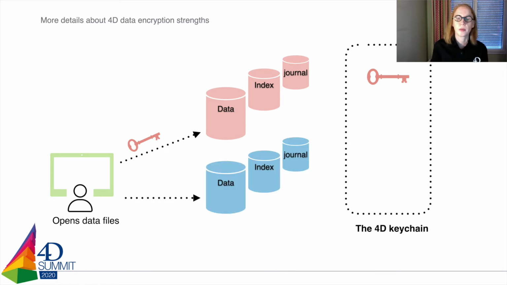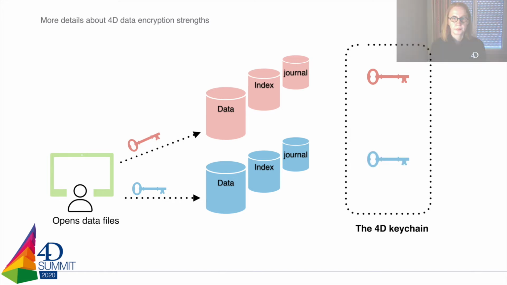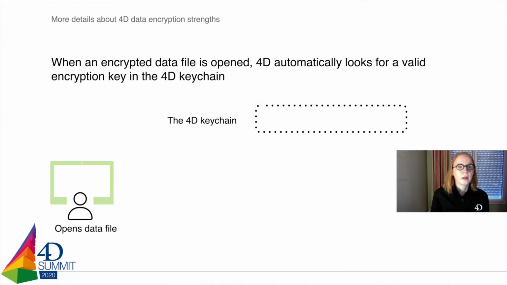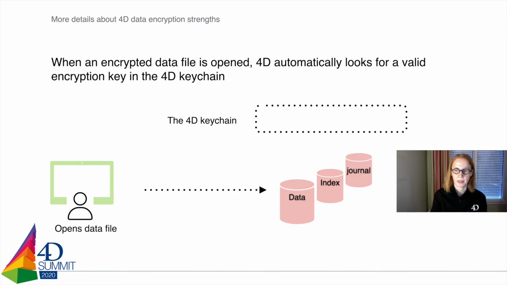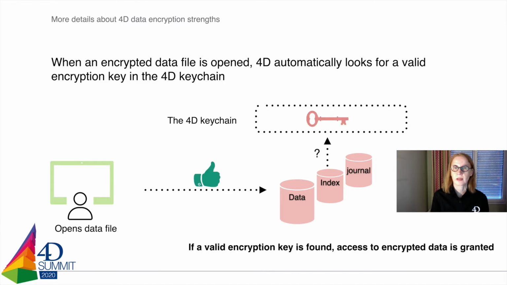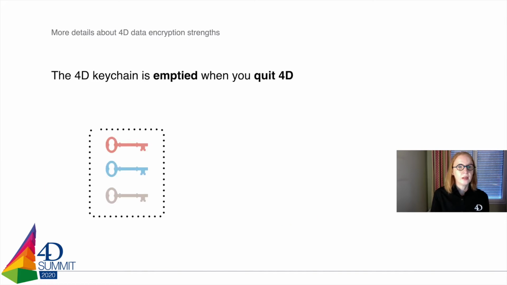When we go on, we open another encrypted data file. We provide the valid encryption key. It is added in the keychain. And when an encrypted data file is opened, 4D automatically looks for a valid key in this keychain. Here, a user opens an encrypted data file. 4D looks for a valid key in the keychain. It is found, and so access to encrypted data is granted. This keychain is emptied when you quit 4D.